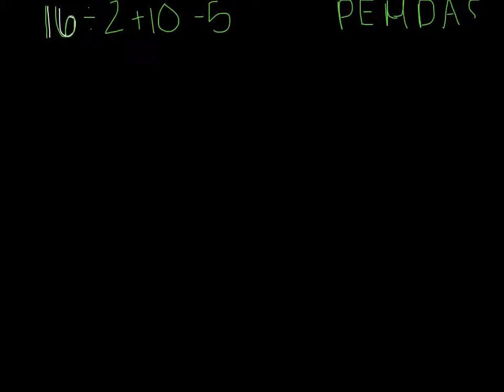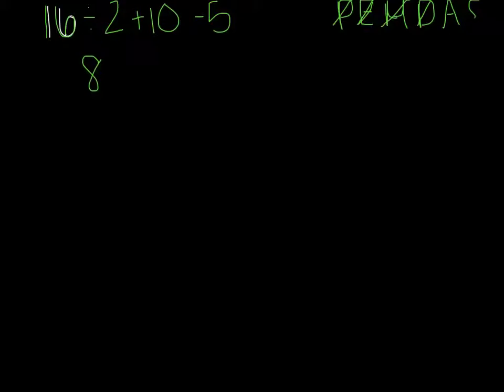So the first thing you do is look for parentheses. You don't see any parentheses, so you exit out. Look for exponents, no exponents. Then you're going to look for multiplication, no multiplication. Look for division. Oh, there's some division. So you're going to divide it. So you get 8, and then cross out your division so you know you've done it.